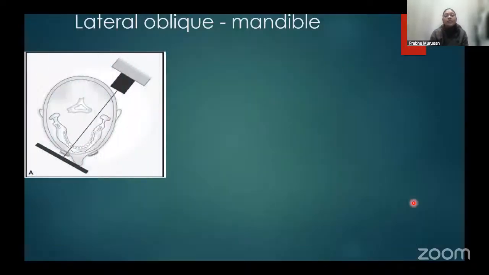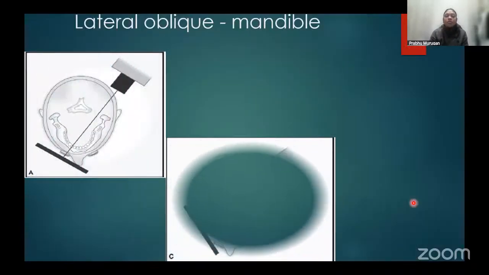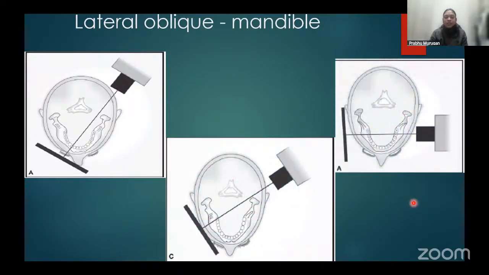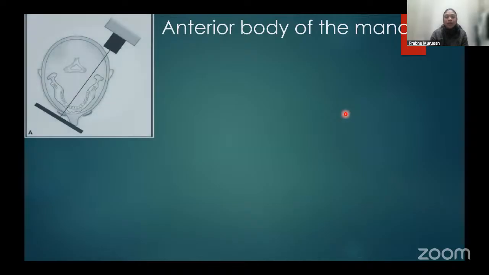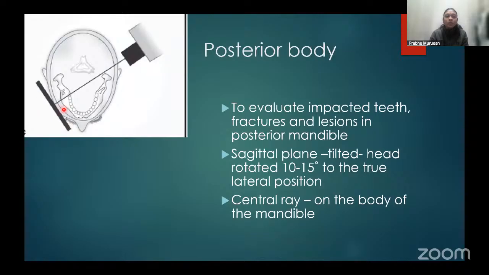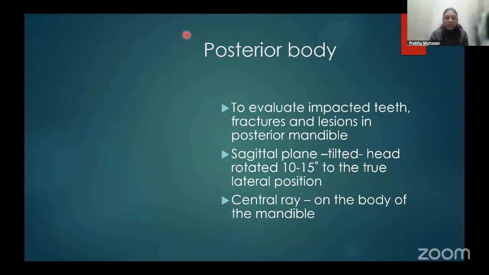Okay. So next is your lateral oblique mandible. Lateral oblique mandible also comes in three different directions. Lateral oblique mandible comes as a projection that helps to view the anterior body of the mandible. So the projection is actually different here. First is the anterior body of the mandible. Second is to view the posterior body of the mandible. So you can see the difference here, right?